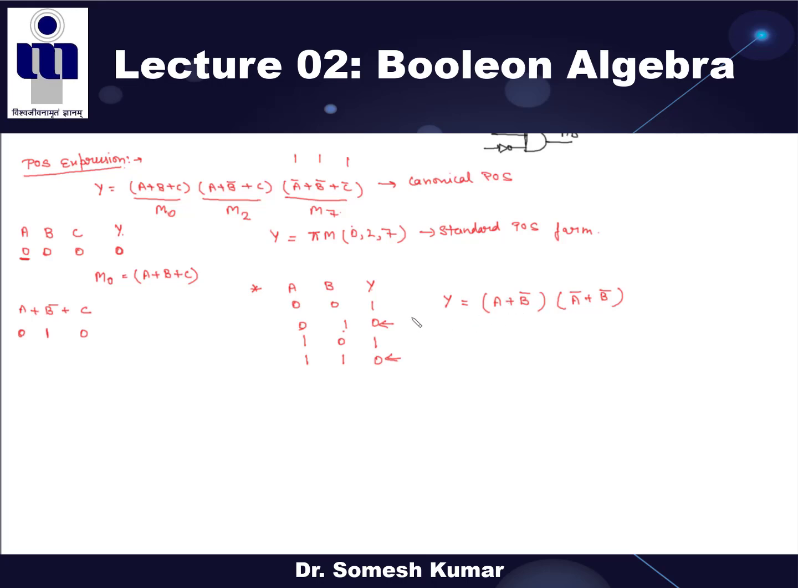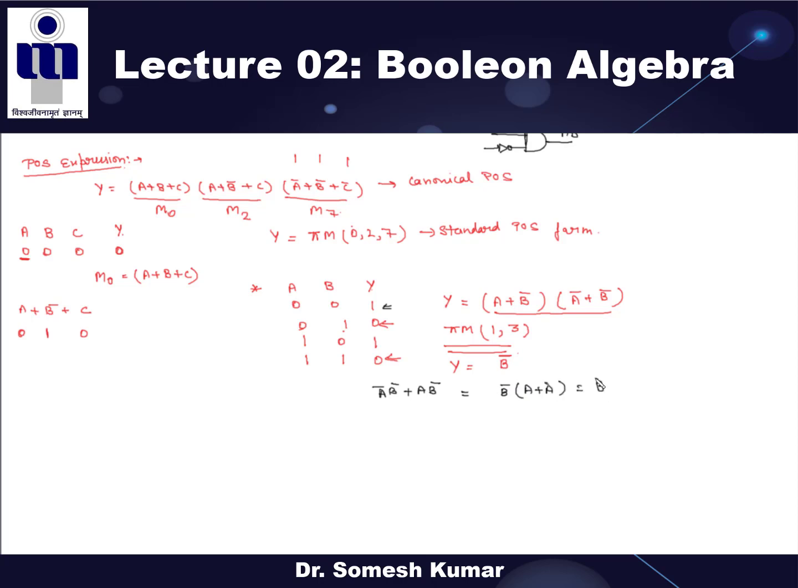Next, what is the standard POS form of this expression? If you open this, the answer will come as B bar. Then what is the canonical SOP form of this table? We have to take those ones. So A bar B bar plus A B bar. How can you minimize this? What is the minimal form? You can take B bar common.